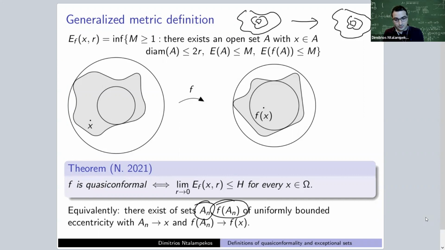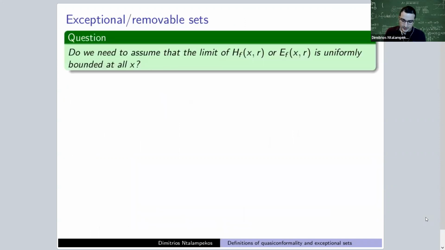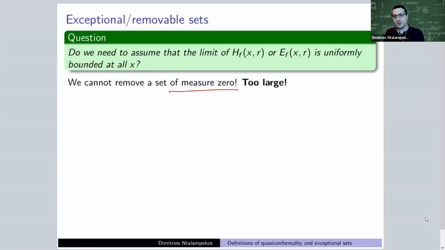Now I'll move to the second part of the talk, which is the question whether we really have to require these conditions for every x, or whether we can exclude something. Okay, so that's the next question. So do we need to assume that these limits, these eccentricities, are uniformly bounded for all x? So as we discussed in the beginning, we can't really exclude a set of measure 0. That's too large. Okay, so we have to be a bit more restrictive.